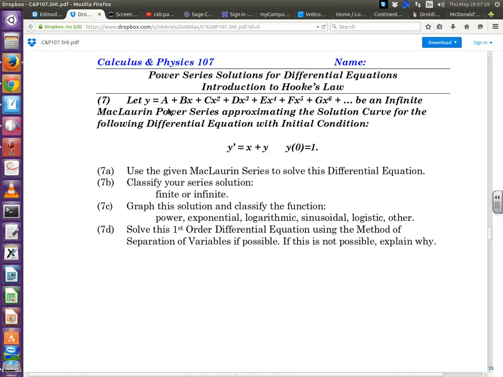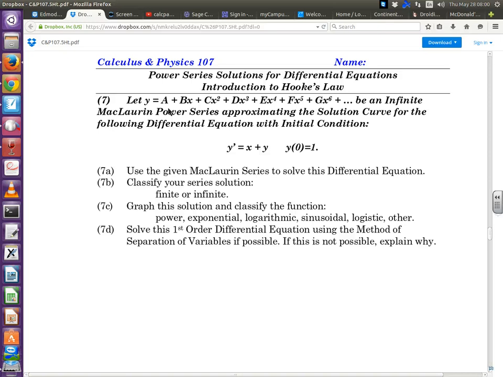So this is a nice technique to deal with problems that you can't do the normal way. You can't do this by variable separable. All right, so let's do the same technique. Use a Maclaurin series for y. Set y prime equal to x plus y, and figure out the constants of your Maclaurin.